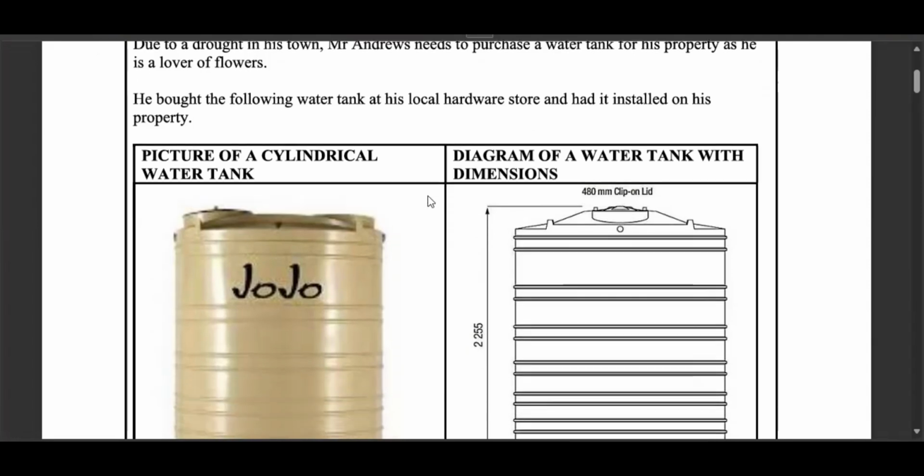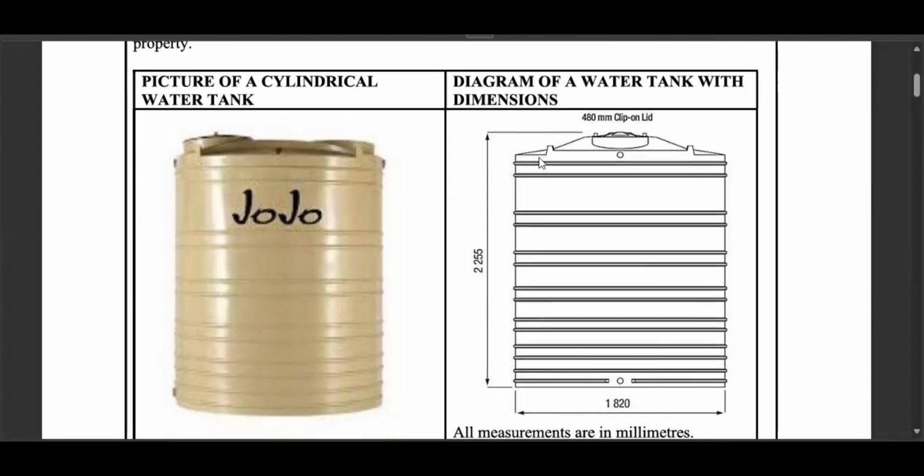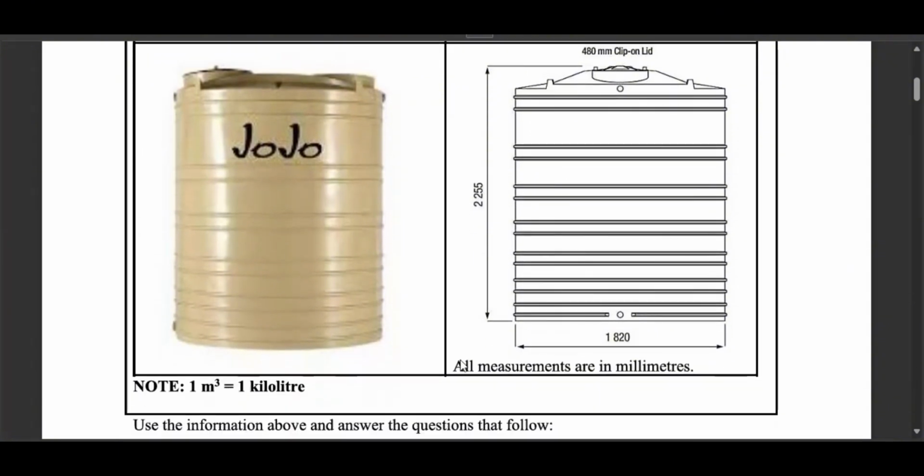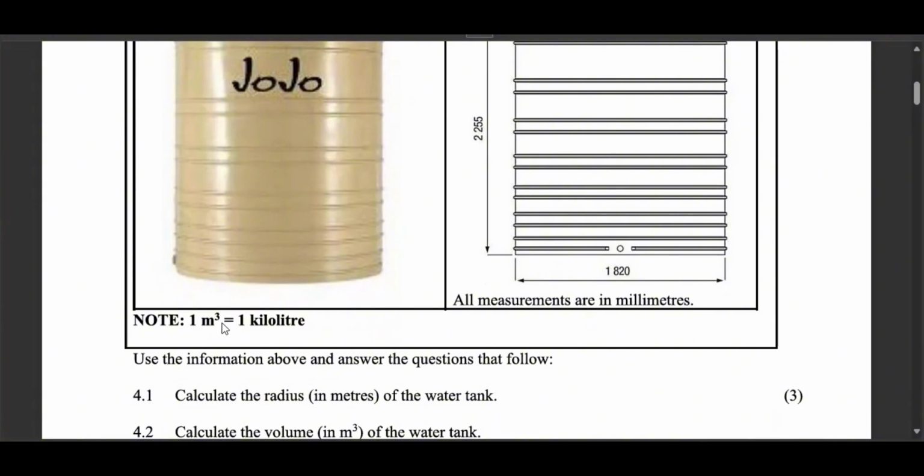On the left-hand side, we see the picture, and on the right-hand side, we see the diagram. The diagram has measurements, and they have told us all measurements are in millimeters. They have given you another note here. 1 cubic meter is equivalent to 1 kiloliter. That means 1 cubic meter has 1,000 liters.